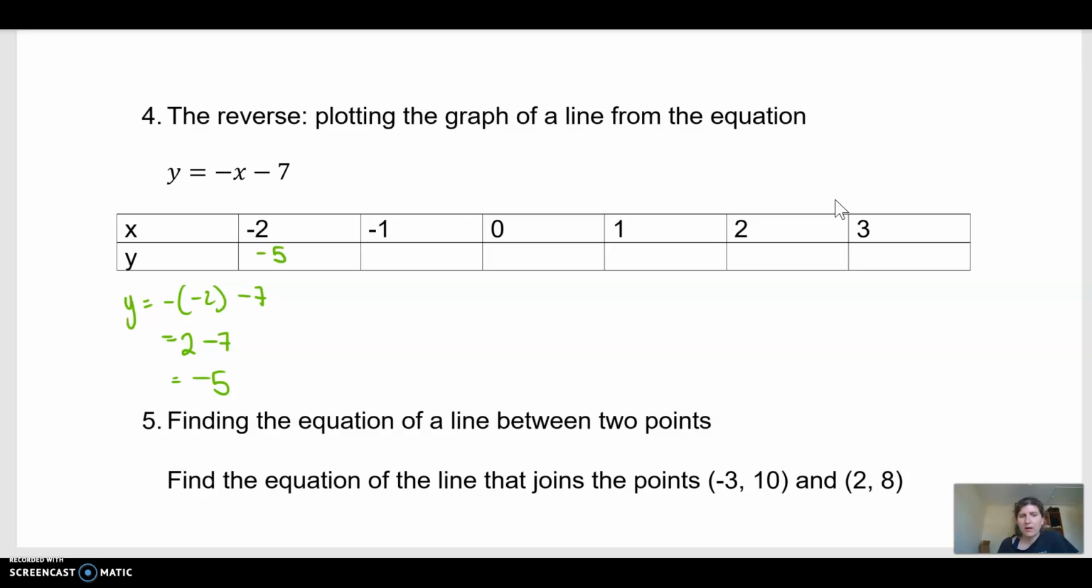Now for 1, I'm going to have y equals -1 minus 7. -1 is -1, minus 7 is -8. For 0, y equals -0 minus 7. And that's just 0 minus 7, which is -7. Now what you should see here, once you've done a couple of points, you should be able to see the pattern, as long as your points are going up by an equal amount. So in this case, they're always going up by 1.